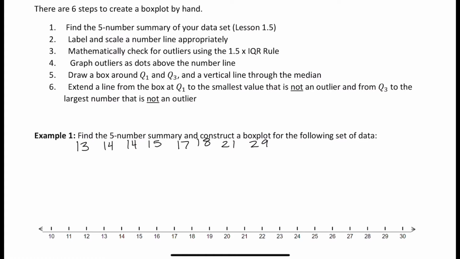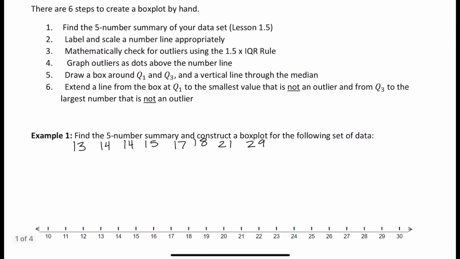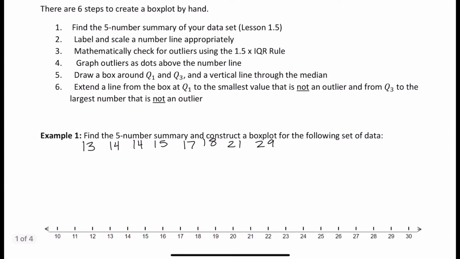So to find the mean, we're just adding up everything and dividing by the amount of numbers that we have. We have 8 numbers. Actually, wait, we need to find the median, not the mean. Mean is not part of our 5-number summary. So we have 8 numbers, and our median is going to be sitting in between 2 numbers.